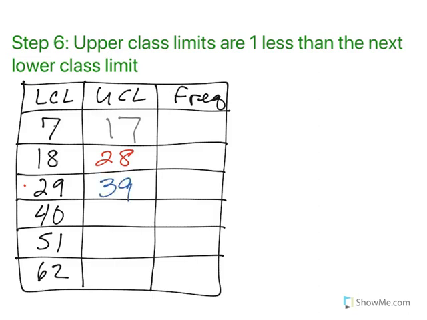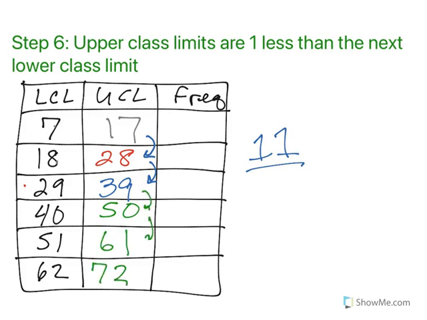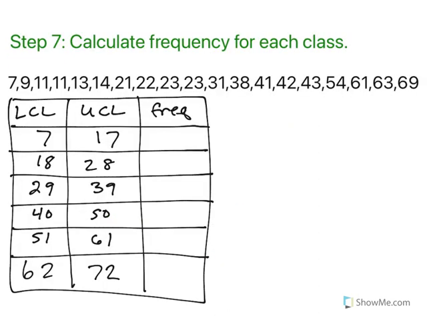And you should see between the upper class limits, we also have a difference of 11, which is the class width. So then I have 50, I have 61, and 72. For that last one, you have to recognize your pattern of add 11 to get your 72. Now I have all of my lower class limits and my upper class limits. So now I'm ready to calculate the frequency.